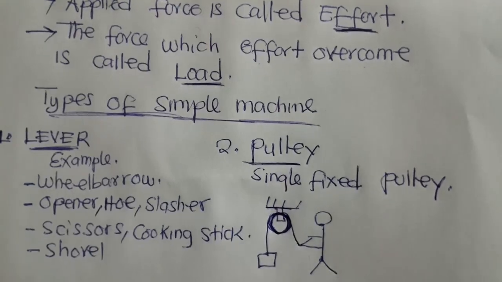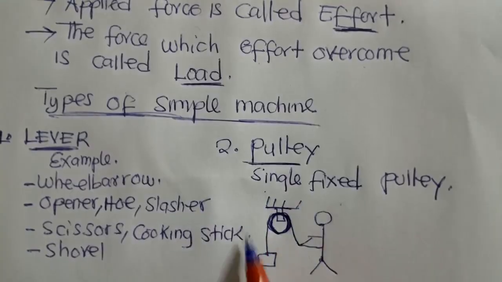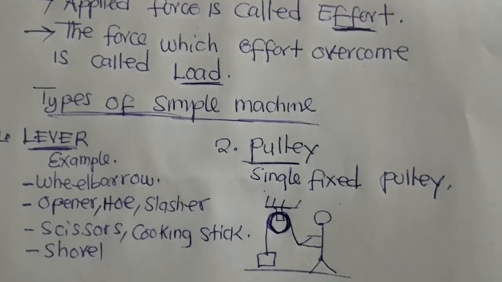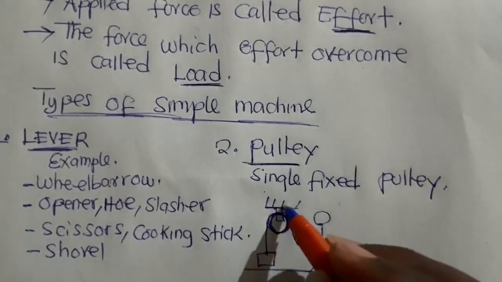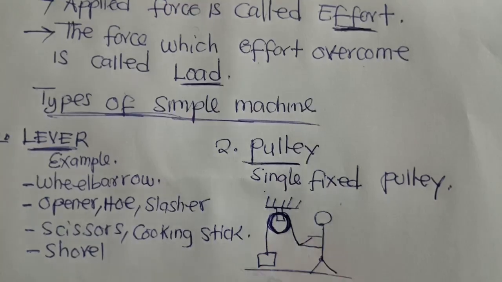It is called a pulley, and this one is called a single fixed pulley. It is not moving. If this was the surface like this, this one is just fixed. So whenever you see a diagram like this, just know that this is a single fixed pulley.